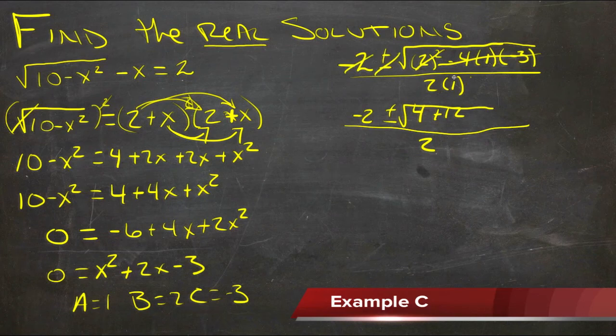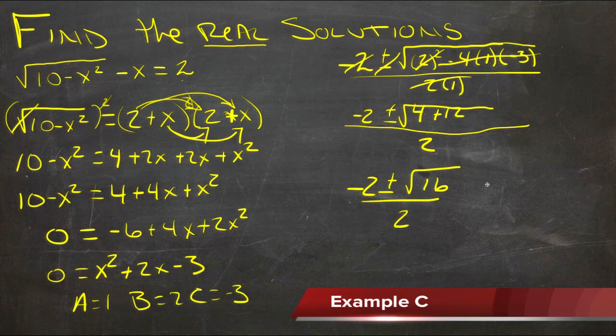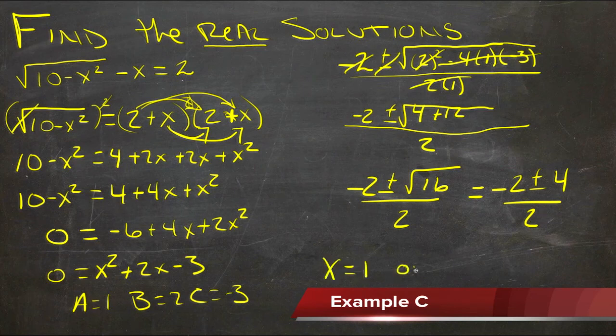Okay, got all the pieces transferred down. So now we have 4 plus 12 is 16. So we have negative 2 plus or minus the square root of 16, over 2. The square root of 16 is 4, so that gives us negative 2 plus or minus 4 over 2. So our two answers are negative 2 plus 4, which is 2 over 2, which is 1, or negative 2 minus 4, which is negative 6 over 2, which is negative 3.